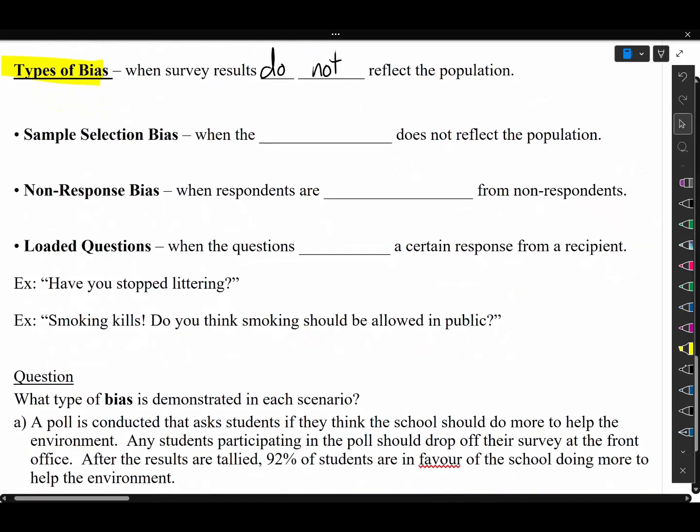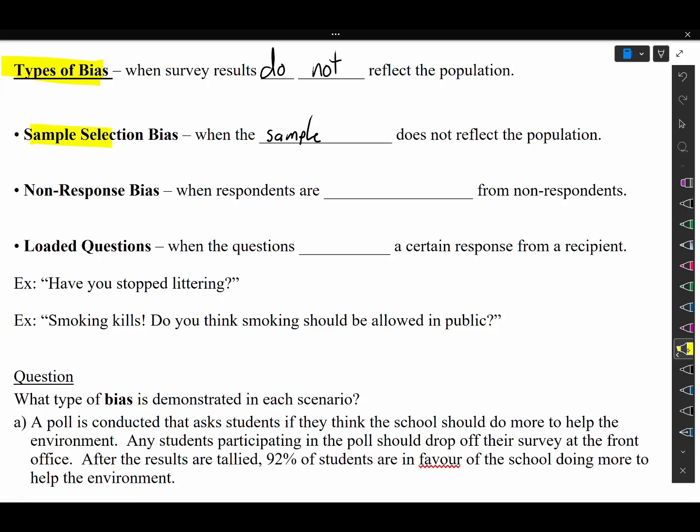which is that population. Now, sample selection bias is when our sample does not reflect the population. These might sound exactly the same. There are some slight differences, but really, this is when the group that we have selected is not representing the population, either because not all groups are represented or because maybe there was a conflict in selecting those for the sample.